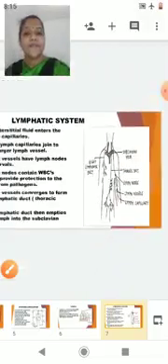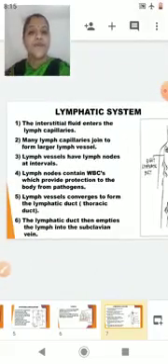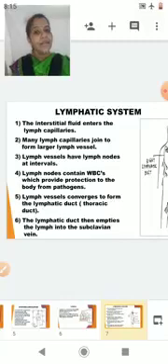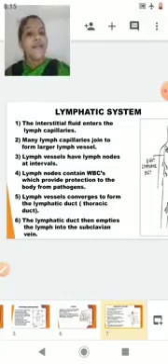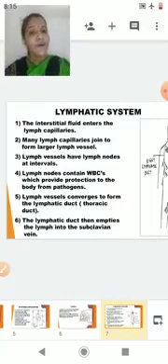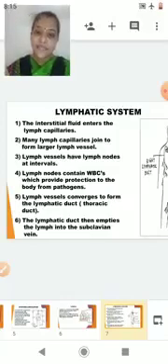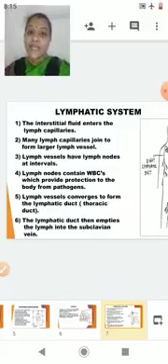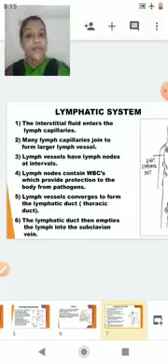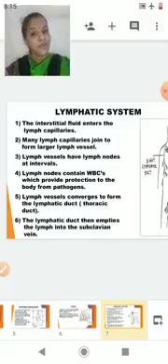Okay. Now, interstitial fluid will enter the lymph capillaries. Many lymph capillaries will join together to form a lymph vessel. Lymph vessel will have lymph nodes at intervals. Lymph nodes contain WBC, which provide protection to the body from pathogens. Many lymph vessels will unite together. Converge together means unite together to form a lymphatic duct.